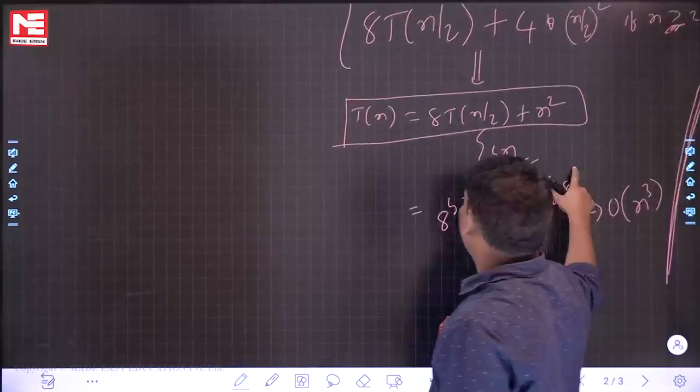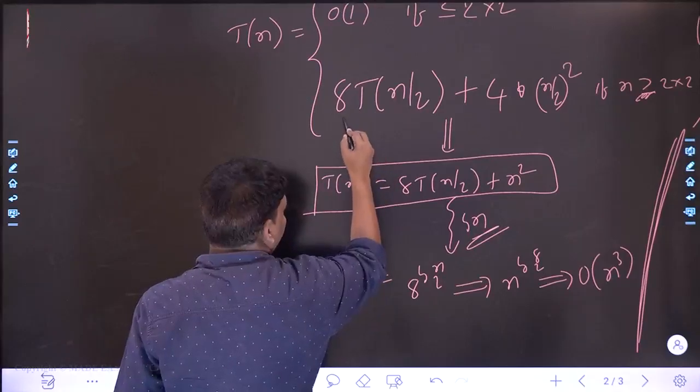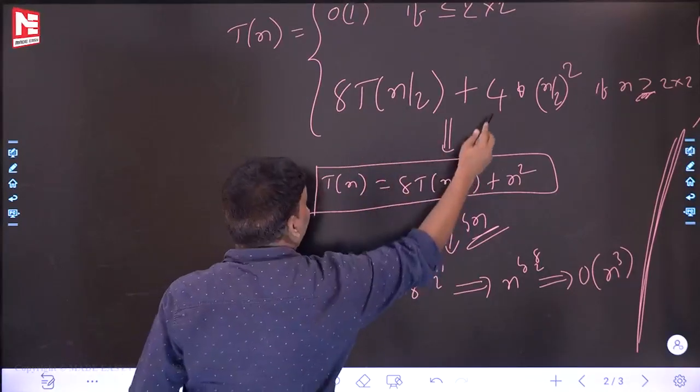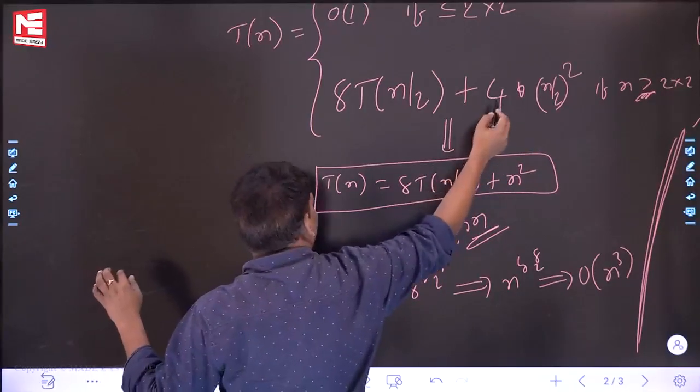Now, let's come to one more interesting answer. How many matrix multiplications are required? 8 matrix multiplications of size n by 2, that's okay, plus 4 additions of size n by 2. Please be careful: plus 4 additions of size n by 2.